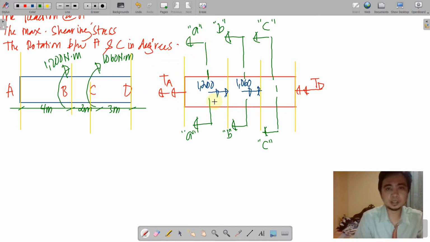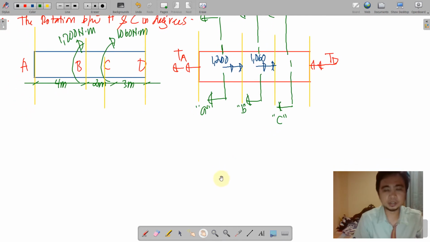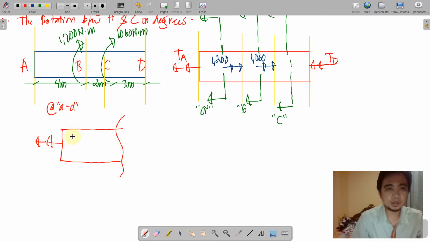We do not want any of these sections to consider the right portion because it involves TD instead of the torque at A. Now considering these sections, at AA we have here the configuration. Only torsion at A is included. So that the segment torque at AB, I'll just assume it to be towards right.